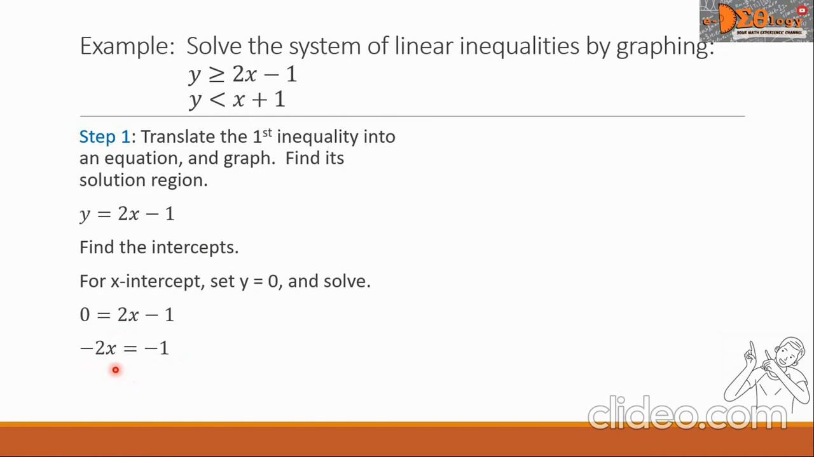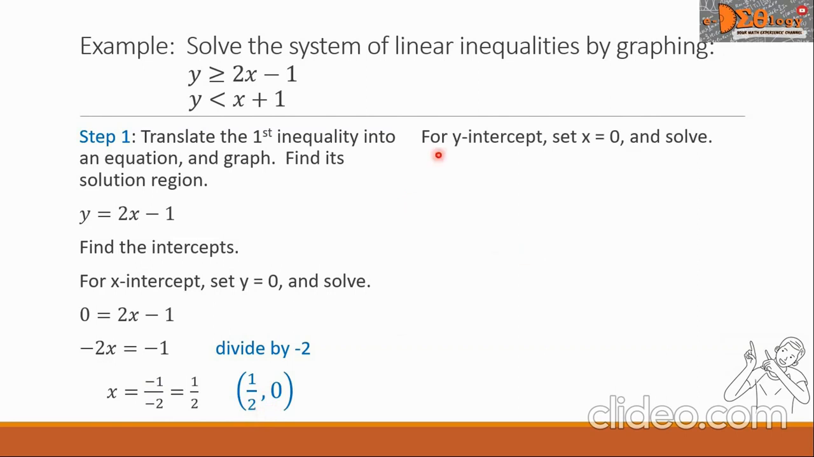Solving for x, let us divide this equation by the coefficient of x, which is negative 2. So negative 2x divided by negative 2, only x comes down, and the right side becomes negative 1 over negative 2. Negative over negative is positive, so we have positive 1/2. Now let us write the x-intercept as an ordered pair. So we have (1/2, 0).